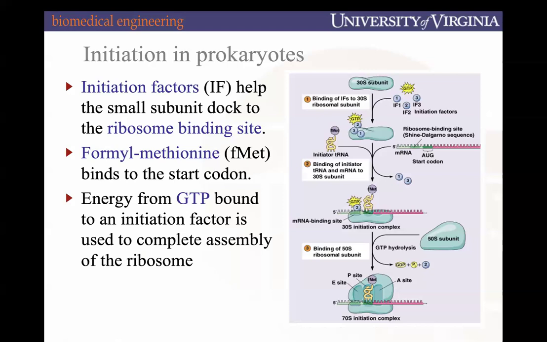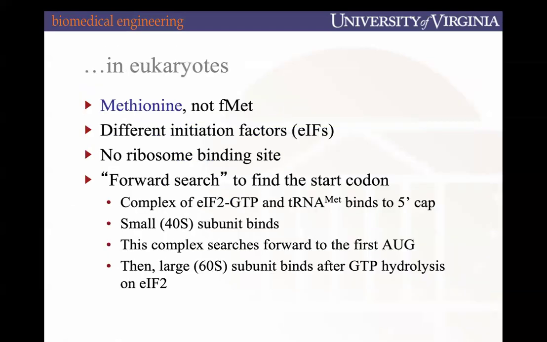This is what it looks like within the prokaryotic system. In the eukaryotic system, there's a couple key distinctions. Number one, our first amino acid is not a formylated methionine. We have a methionine. We have different initiation factors by name. They're eIFs, eukaryotic initiation factors. We don't have these ribosome binding sites. We don't have these Shine-Dalgarno sequences. Those are unique to the prokaryotic system.